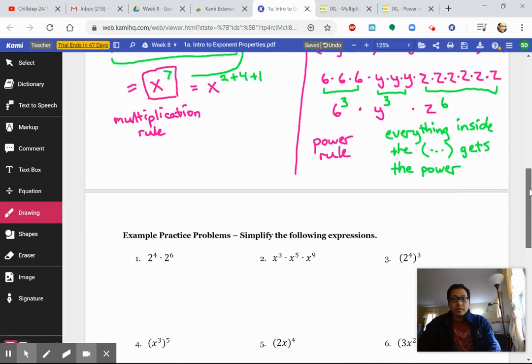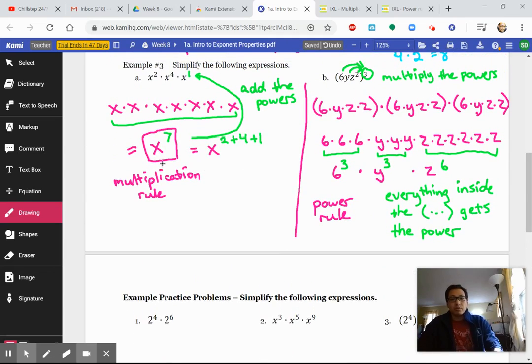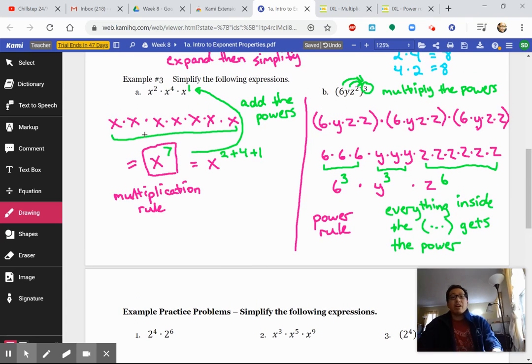So let's try to use these two rules. These are just shortcuts. I don't want to have to write out everything. I don't want to have to expand it all the time. I want to just be able to use this rule where it says, okay, here's a bunch of stuff being multiplied, the multiplication rule. I just have to add the powers together. Shortcut. Boom. Done.